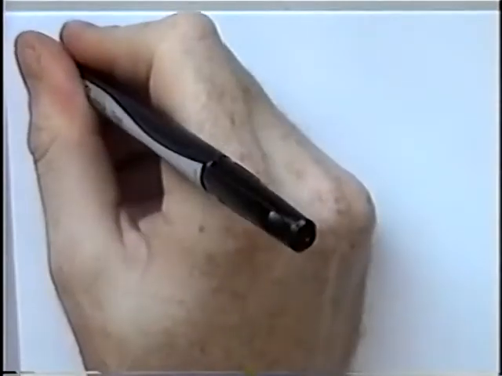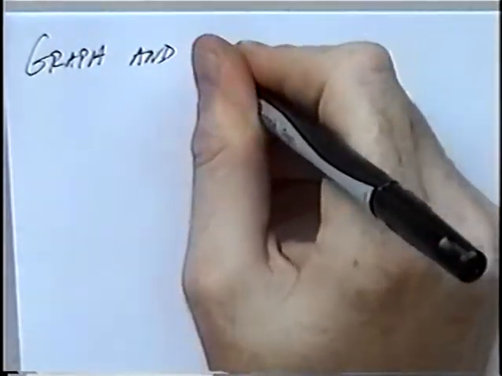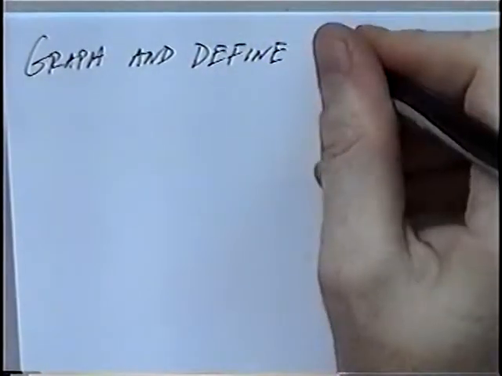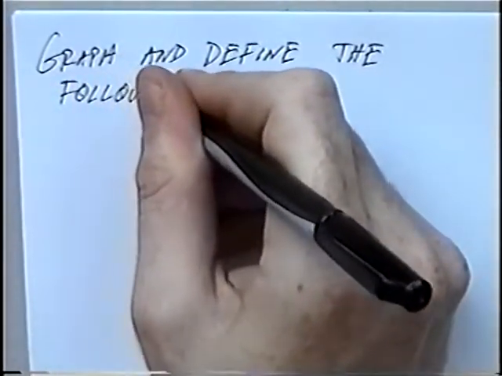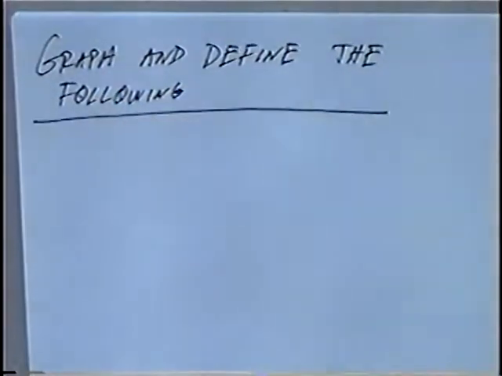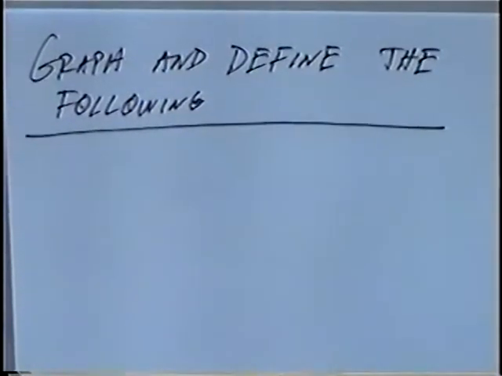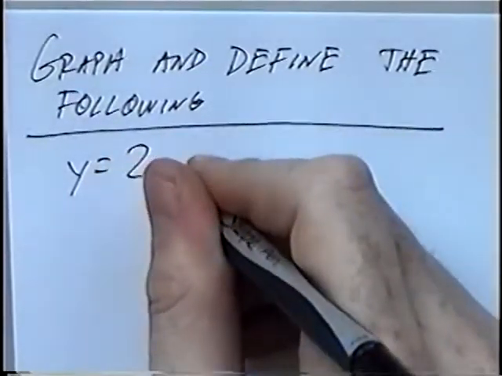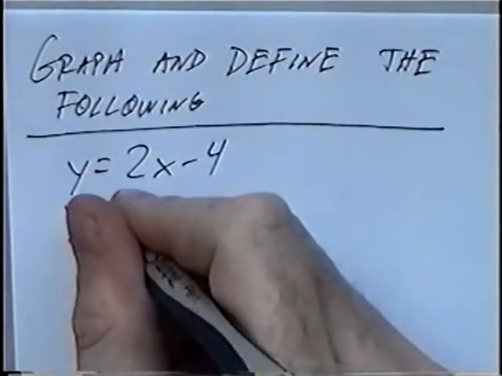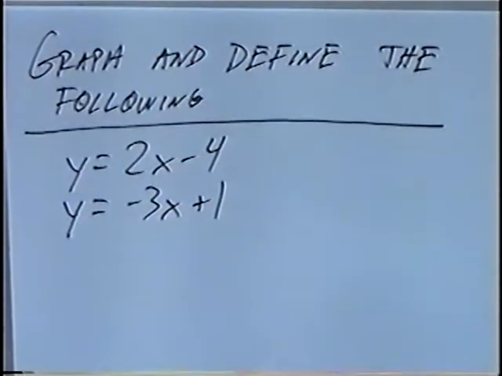Title of the next section is Graph and Define the following. In this section, we'll graph two lines and define them using the definitions. First question, first equation is y equals 2x minus 4. And second equation, y equals negative 3x plus 1. And again, we'll graph each of these lines. After we graph, we'll define using the definitions.